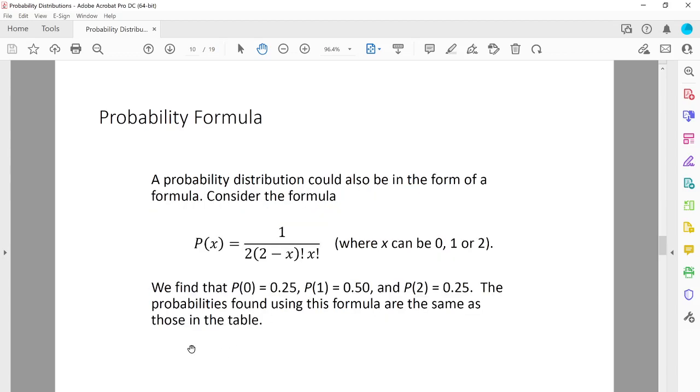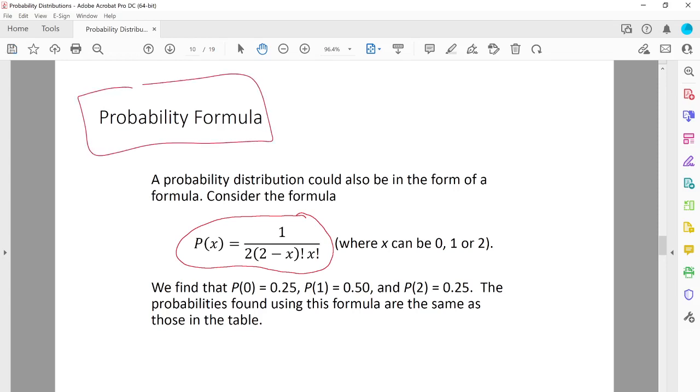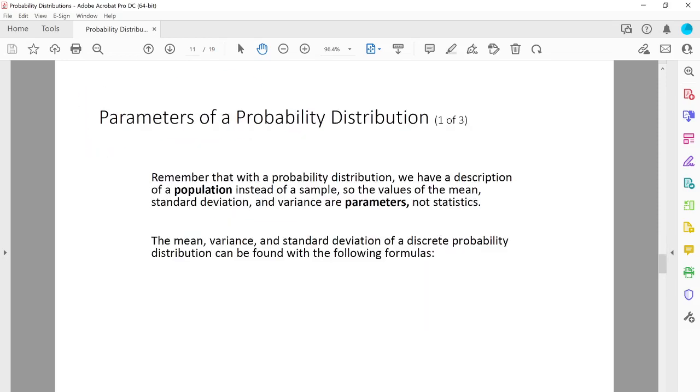Now, sometimes we can also express our probability distribution using some formula. For example, for the previous example, we can express the probability of having 0, 1, or 2 females by using this formula. Sometimes we might have a formula for calculating a probability distribution.